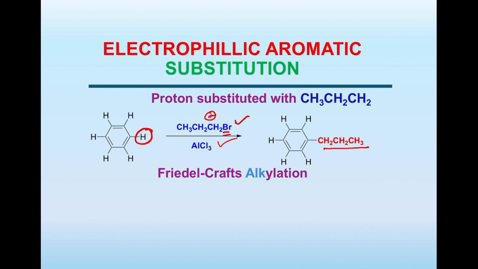But the problem is that because you form a primary carbocation, that can rearrange and move the positive charge to that carbon, and therefore you end up with a mixture of this product and the other one where now it's connected to that carbon, because this goes through a secondary carbocation that's more stable. This reaction is called Friedel-Crafts alkylation, which requires the alkyl halide and aluminum trichloride catalyst.